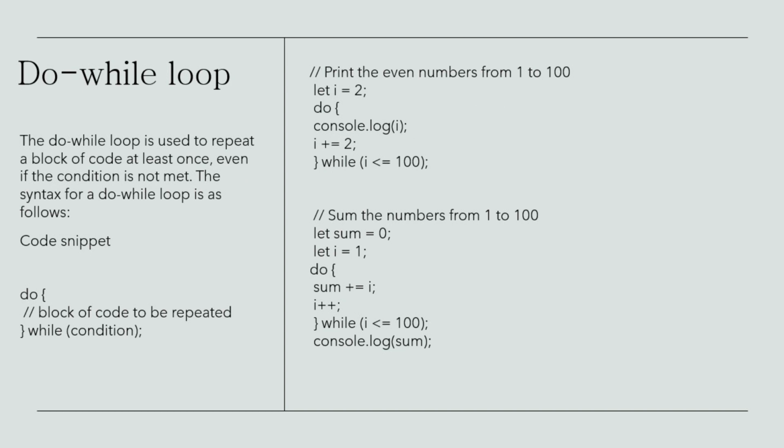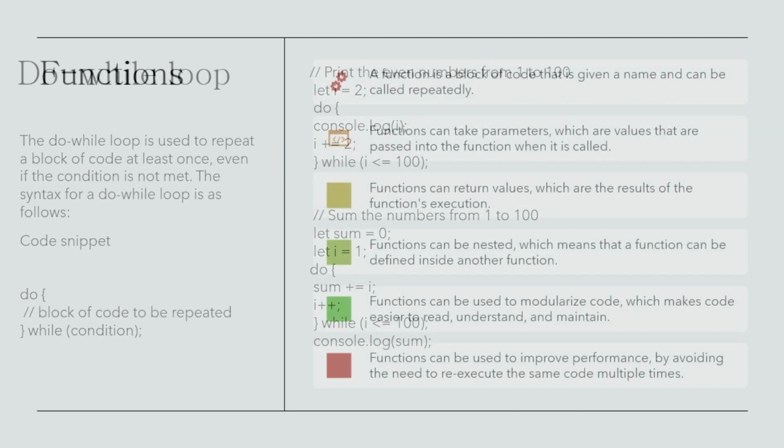Next, we have the do while loop, which is similar to the while loop. The key difference is that the code inside the do block will always run at least once, even if the condition is not initially met. In this example, we use a do while loop to print the even numbers from 1 to 100. We initialize i with the value 2 and increment it by 2 inside the loop. The loop continues as long as i is less than or equal to 100.